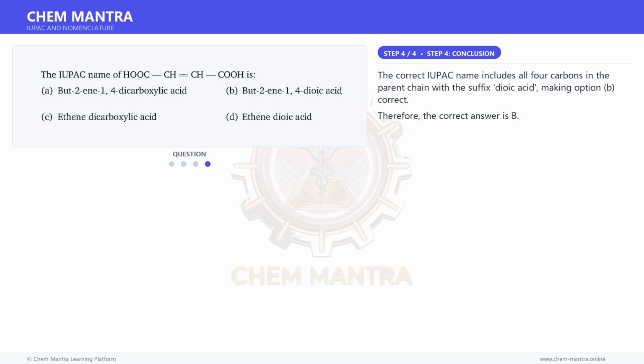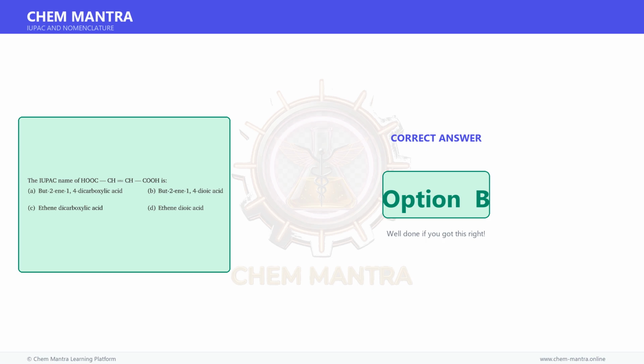The correct IUPAC name includes all 4 carbons in the parent chain with the suffix dioic acid, making option B correct. Therefore, the correct answer is B. Therefore, the correct answer is option B.